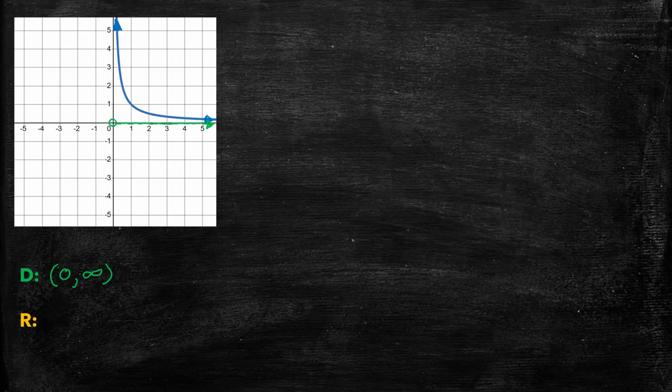And the range looks very similar. The lowest y value has to be just above 0, because the graph never touches the x-axis. And y can continue on up. So the same domain and range, nice and symmetric.